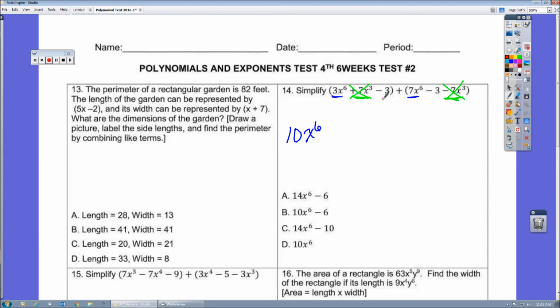Now, don't get confused here. Negative 3 and negative 3, that does not cancel out. That's negative 3 minus 3. That means you're going further in the negative. It's actually negative 6. So be careful with that. Our answer is B.